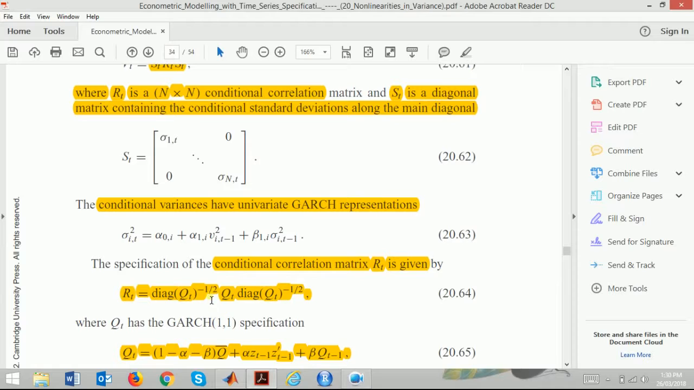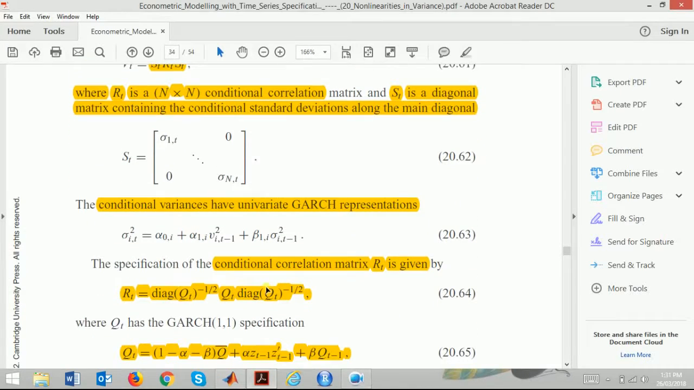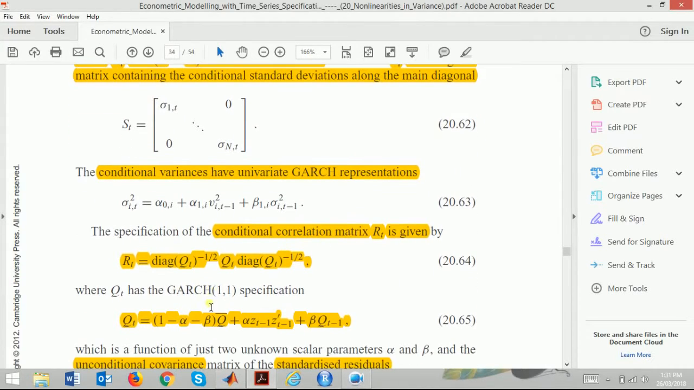The specification of conditional correlation R becomes the diagonal of root over Q, so the half power is root over, so 1 by Q. So Q diagonal, basically this is a decomposition. So Q inverse, right? So 1 by root over sigma square. What is Q coming from? Q has a GARCH 1 specification.